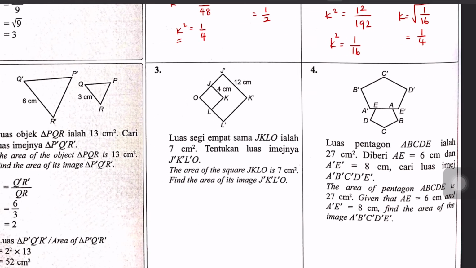Number 3, what is the question? The area of the square JKLO is 7, the big one, object. Find the area of image J prime K prime L prime O.